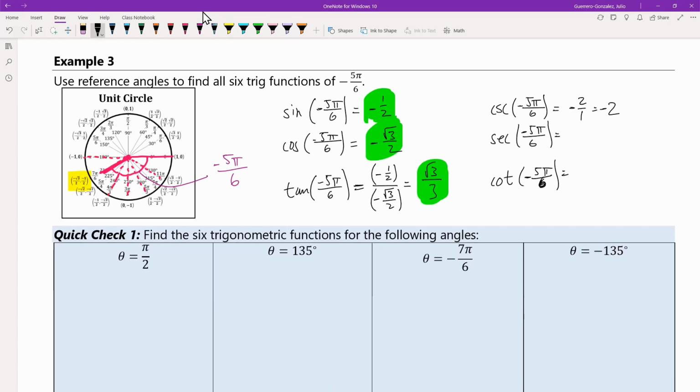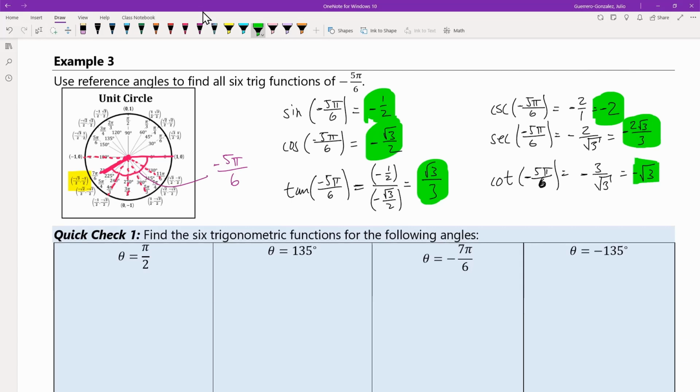That's negative 2. This one's going to be negative 2 over the square root of 3, which is negative 2 root 3 over 3. And then the last one is going to be negative 3 over the square root of 3. And if you do everything right, negative root 3. We are done. Bang, bang, bang. Okay?